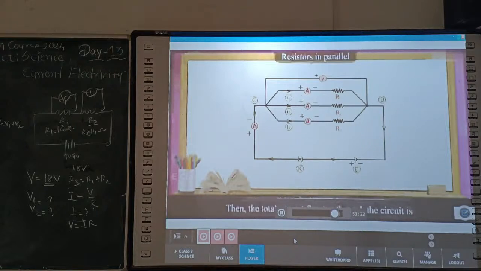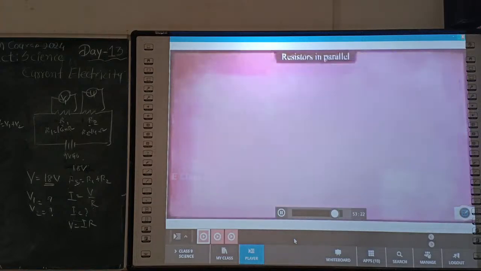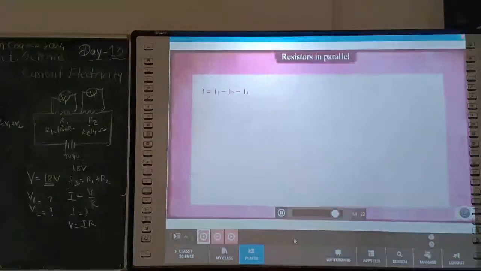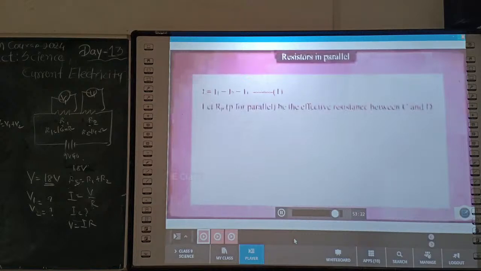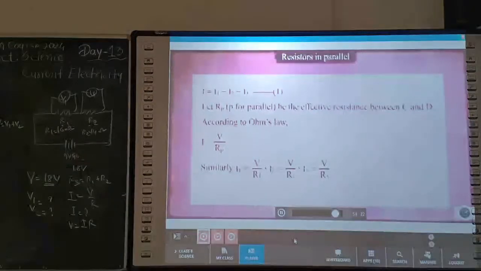Then the total current flowing through the circuit is I is equal to I1 plus I2 plus I3 (equation 1). Let RP, P for parallel, be the effective resistance between C and D. According to Ohm's law, I is equal to V upon RP. Similarly, I1 is equal to V upon R1, I2 is equal to V upon R2, I3 is equal to V upon R3.